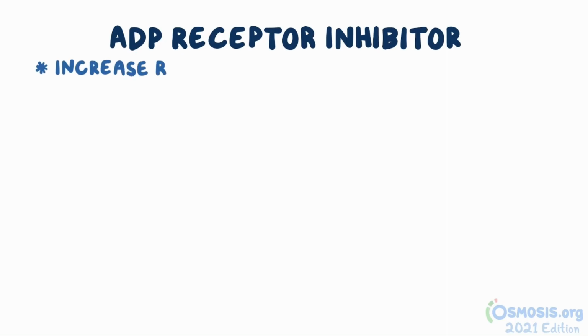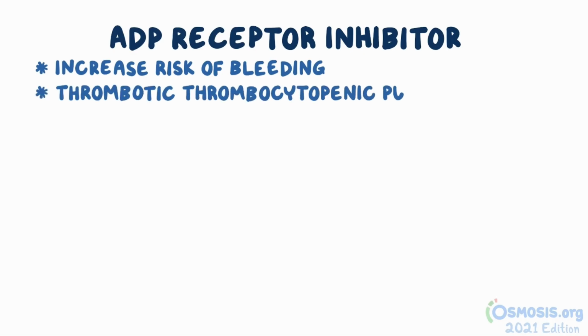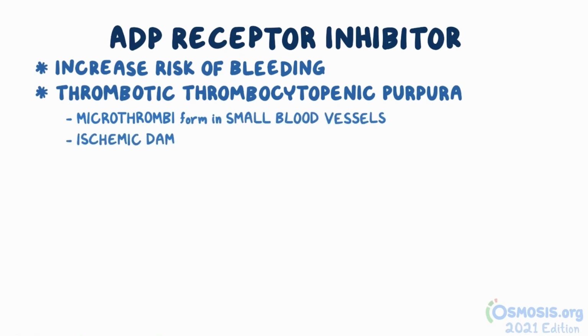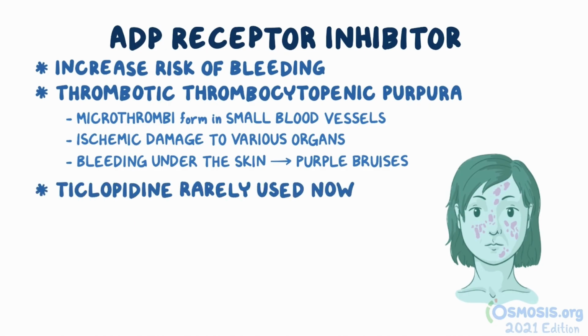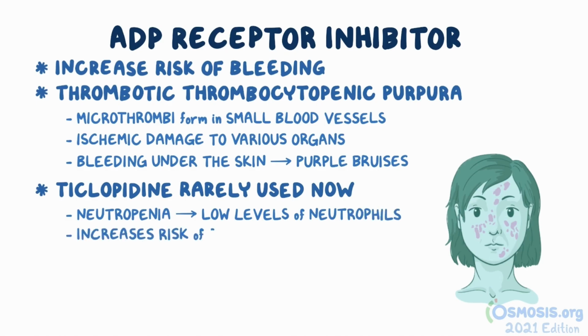In terms of toxicity, the ADP receptor inhibitors increase the risk of bleeding, like other antiplatelet medications, but they can also cause a condition called thrombotic thrombocytopenic purpura, where microthrombi form in small blood vessels, causing ischemic damage to various organs. The platelets also get depleted in the process, which leads to bleeding under the skin, forming purple bruises called purpura. The medication ticlopidine is rarely used now because it can cause a very serious condition called neutropenia, or low levels of a type of immune cell called neutrophils, and increases the risk of serious infections.